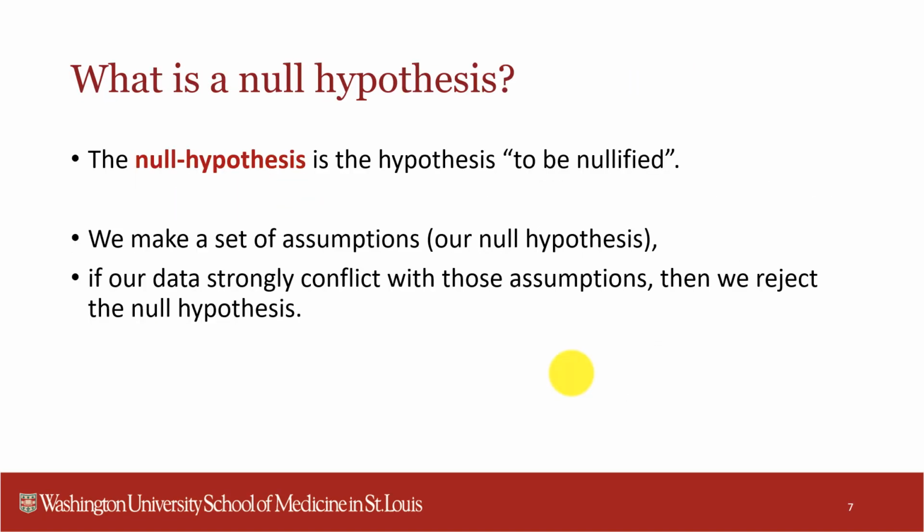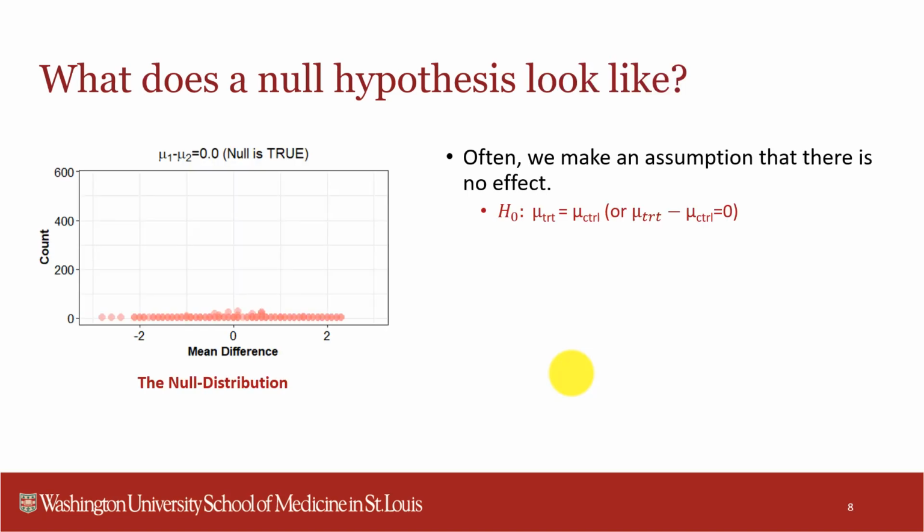Okay, so to dig a little deeper into power, first we're going to start with a null hypothesis test, because again, power is the probability of obtaining a statistically significant result, assuming that there is some real effect. So we have to understand what the null hypothesis test is in order to understand what it means to get a statistically significant result. Our null hypothesis is the hypothesis to be nullified, and we're going to make a set of assumptions, which we call our null hypothesis. And if our data strongly conflict with those assumptions, then we would reject the null hypothesis and say these data were unlikely to arise if the null was true.